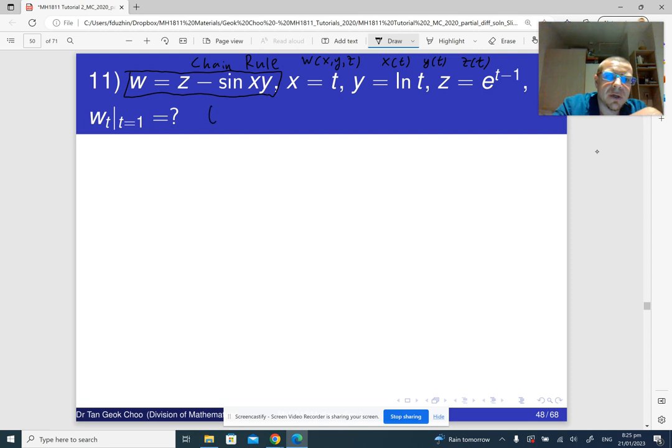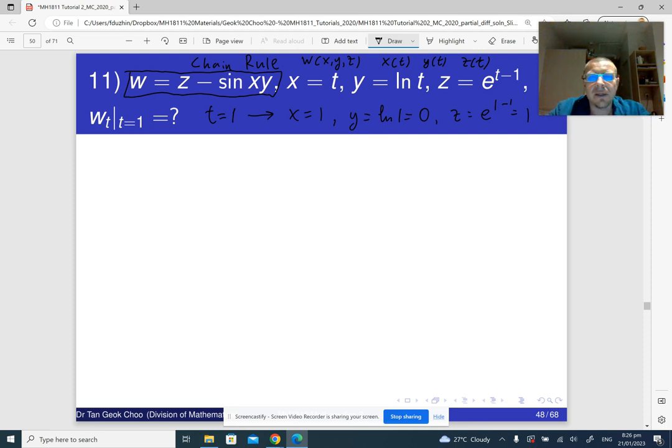So if T equals 1, what are going to be X, Y, and Z? X equals T, which is just 1. Y is ln 1, which is just 0. And Z is e to the 1 minus 1, which is just 1. So X is 1, Y is 0, Z is 1.